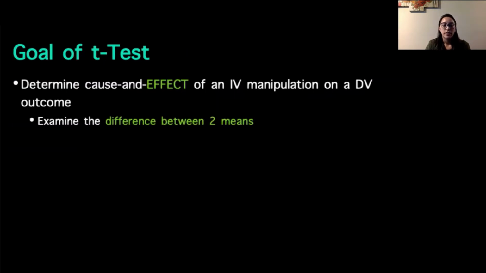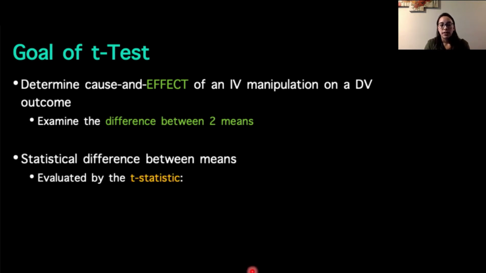The goal of a t-test is where we start looking at cause and effect, really how the manipulation of an independent variable causes or affects an outcome of a dependent variable. So typically in a t-test, again, we're going to be examining the difference between 2 means. That means we take a bunch of data that we collect on a certain outcome variable, we take the mean of that data for each group, and then we compare the means of the groups together to see how different they actually are.